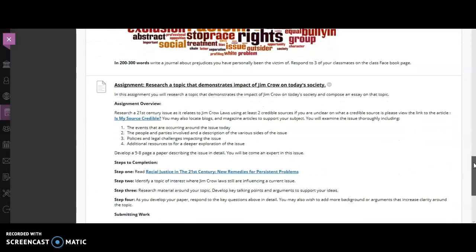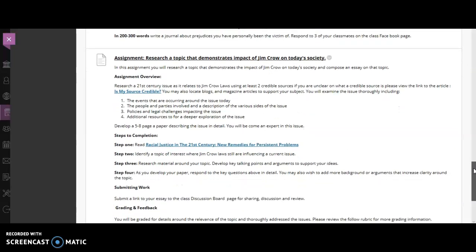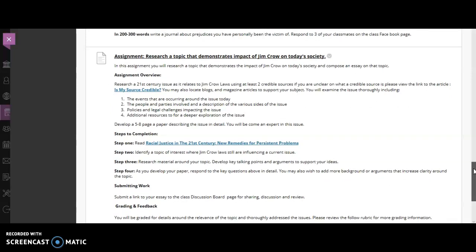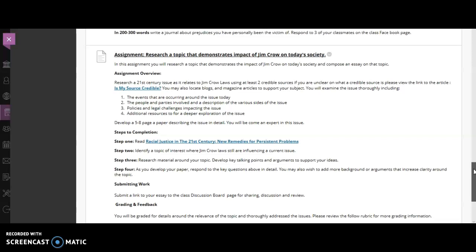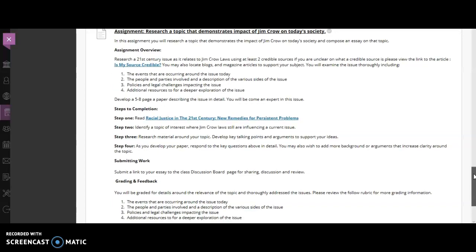There's an assignment also. The assignment is for them to research a topic that demonstrates the impact of Jim Crow on today's society. What I'm asking them to do is develop a 5 to 8 page paper describing an issue in detail, and asking them also to use at least 2 credible sources.